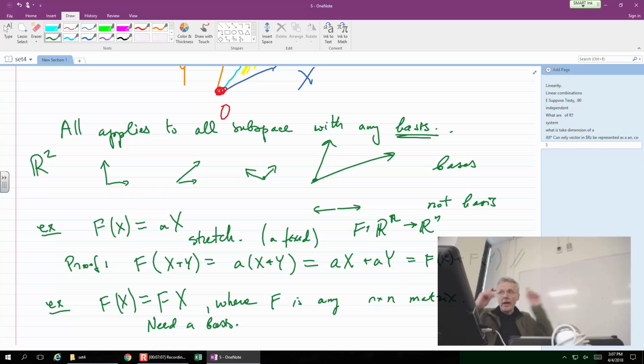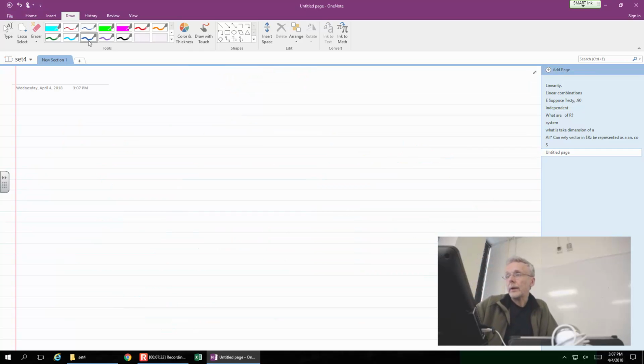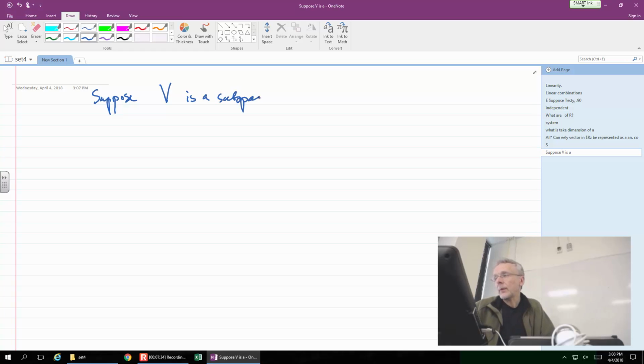It doesn't matter. As you can see, not only the vectors don't have to be unit vectors, they don't have to be perpendicular to each other. As long as they're linearly independent, we have a basis. Okay, so this is how we proceed. We suppose that V is a subspace, or specifically could be Rn, with a basis specified.